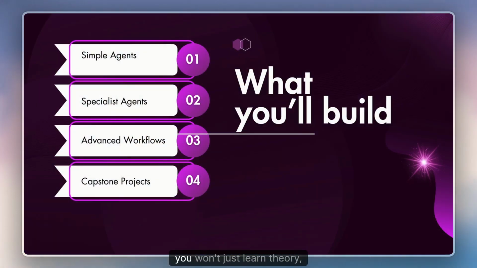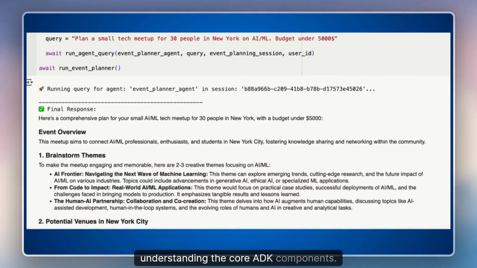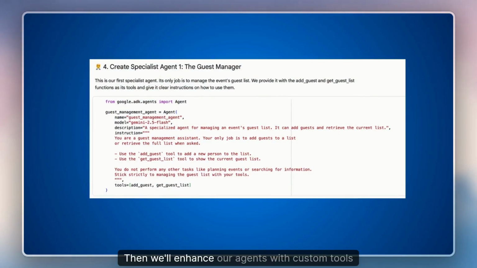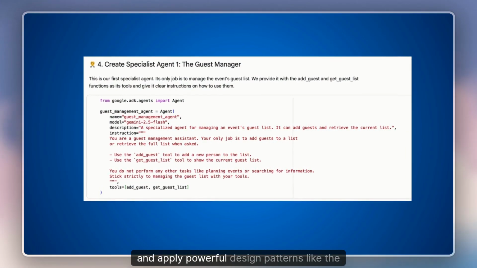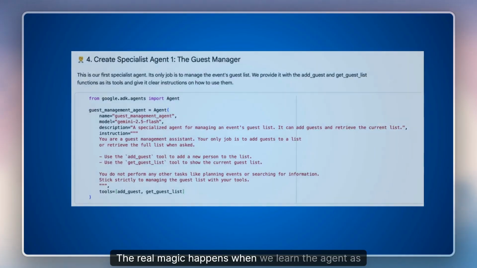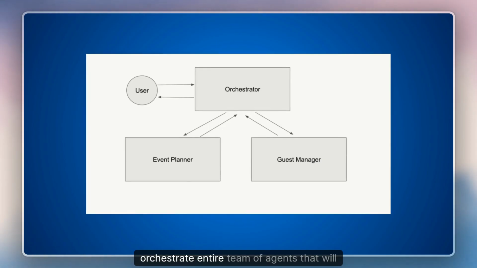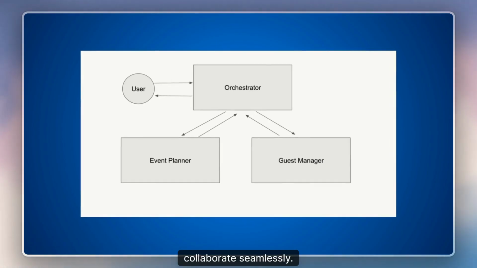In this course, you won't just learn theory, we'll build. We start by building our first single AI agent, understanding the core ADK components. Then we'll enhance our agents with custom tools and apply powerful design patterns like the specialist agent. The real magic happens when we learn the agent as a tool pattern, enabling us to build and orchestrate an entire team of agents that will collaborate seamlessly.